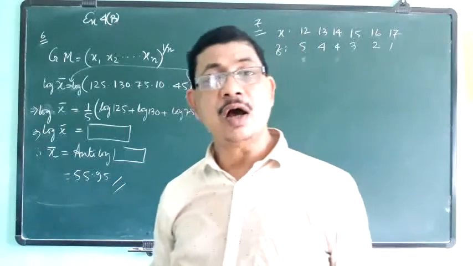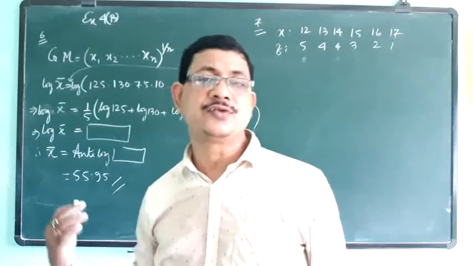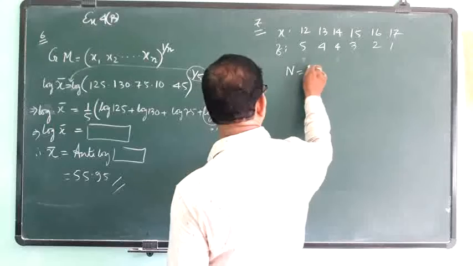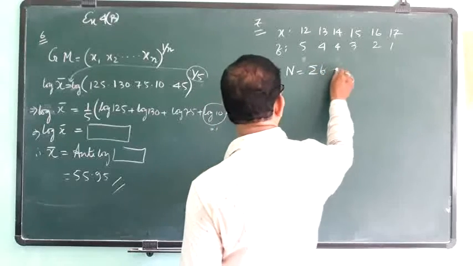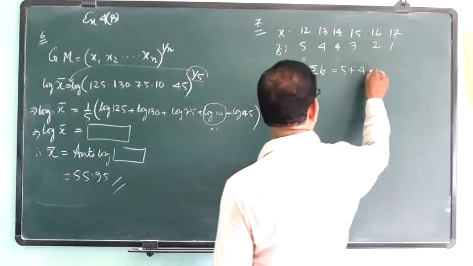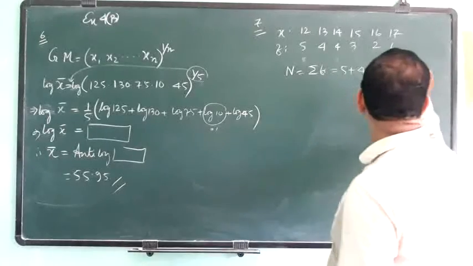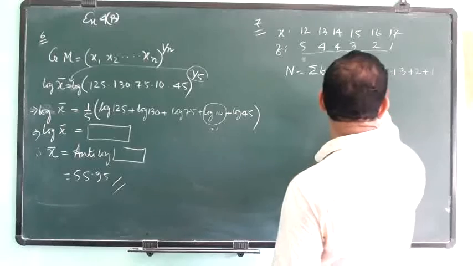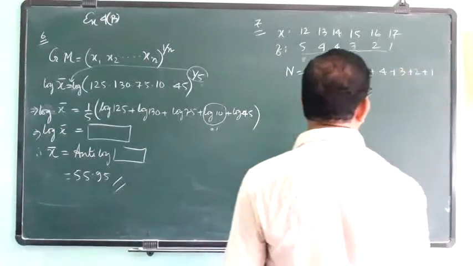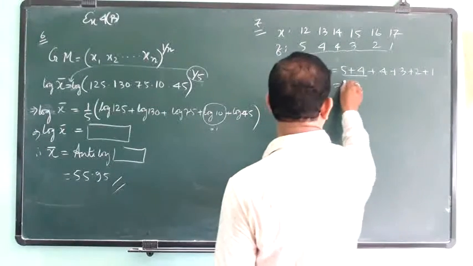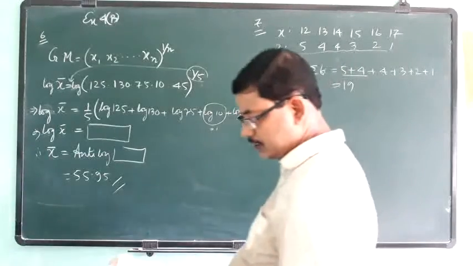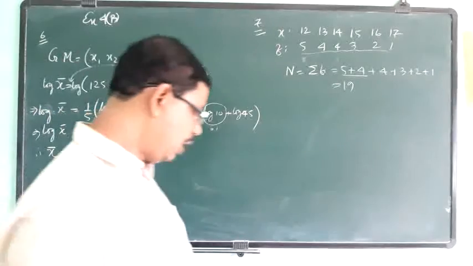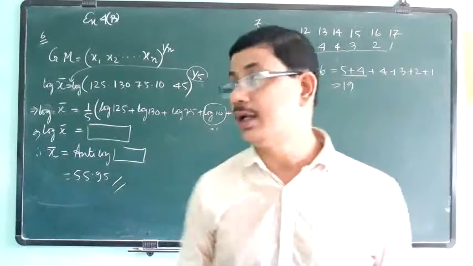Then how many terms are there? It is called frequency. So capital N is the summation of fi. Summation of fi means if you add all the frequencies, then what will be the value? 5, 4, 4, 3, 2, 1. So it is 9, 10, then 17, 19. So 5, 9, 12, 19. Then what will be the value of this geometric mean?